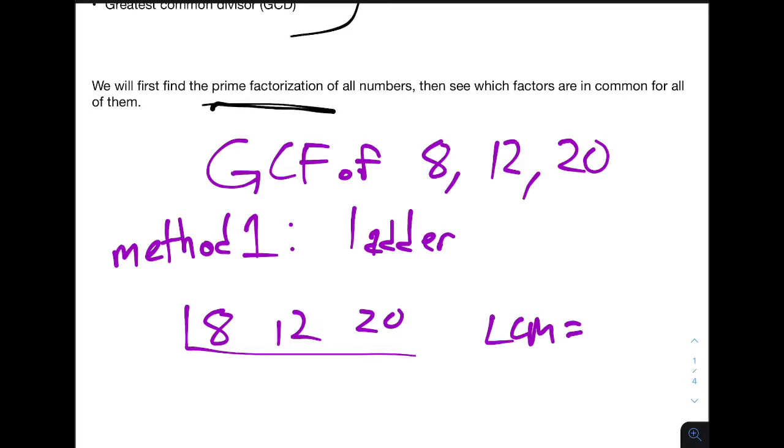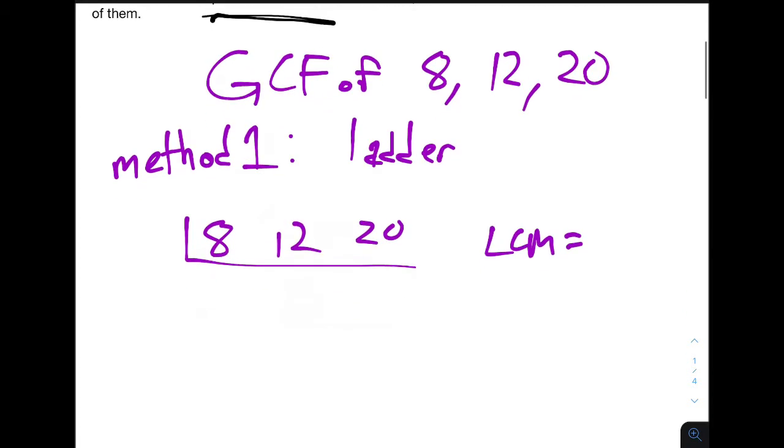So, for example, let's take the GCF of 8, 12, and 20. Two ways I'm going to show. One is to use the ladder, and the other one is to use those trees. So first we'll use the ladder. We'll write out 8, 12, and 20. We'll divide them all by the same number. I'm going to start with 2. 8 by 2 is 4, 12 by 2 is 6, 20 by 2 is 10.